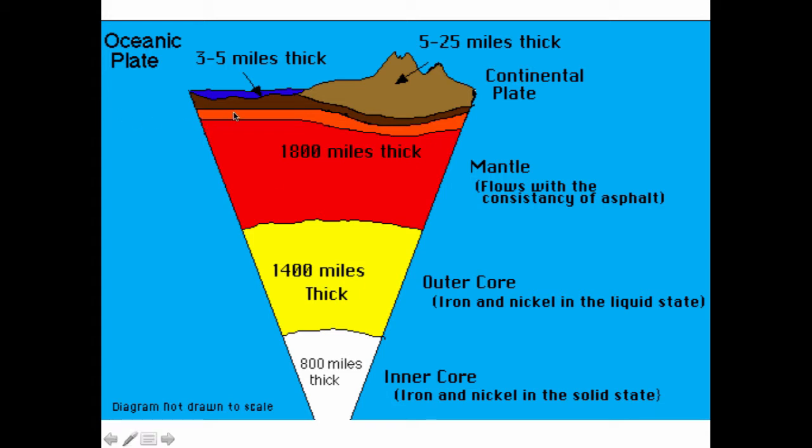And then you have this thin orange layer, which is what we call the asthenosphere, the upper part of the mantle, and this is where most of the convection occurs. And then you have the lithosphere, which is this dark brown and light brown, which is the crust.